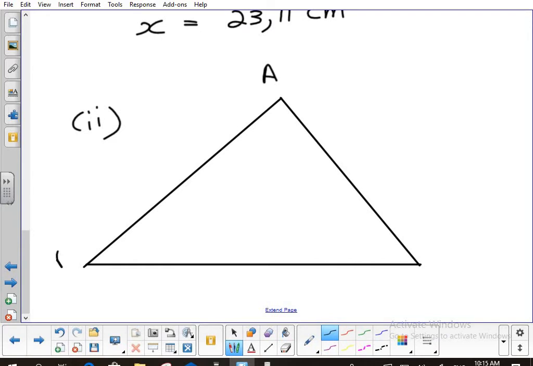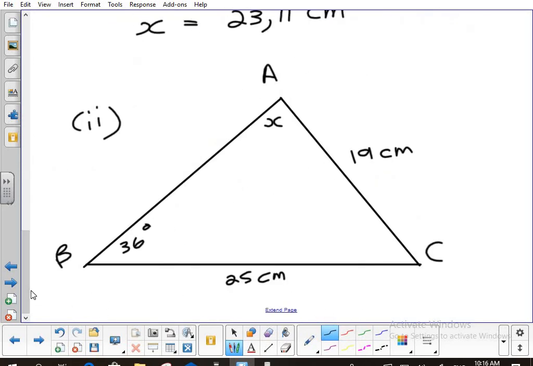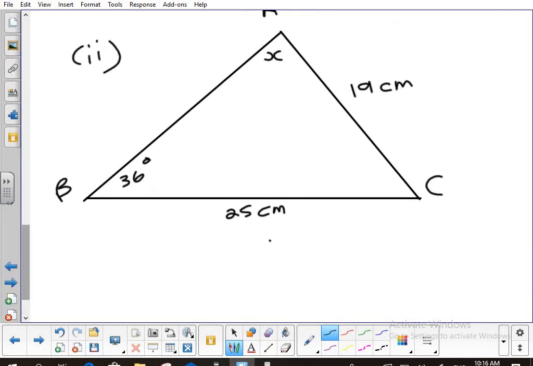It's easy enough. ABC. And then it tells me this angle B is 36. It tells me that angle there is X. It tells me this is 25 centimeters. And it tells me this is 19 centimeters. So the difference between this one and the previous one is that now I'm looking for the angle and not a side. So exactly the same thing says it comes out here.